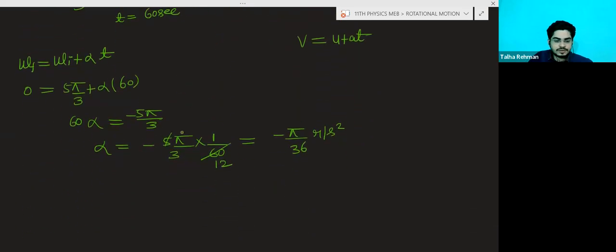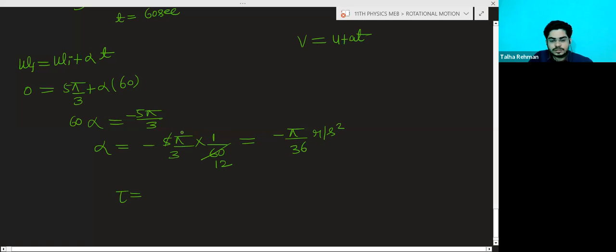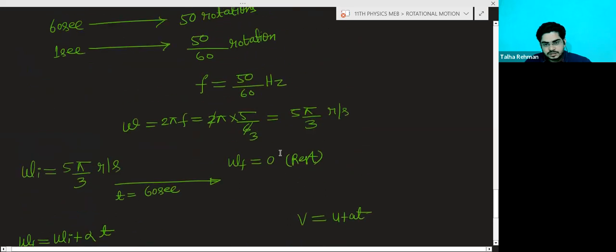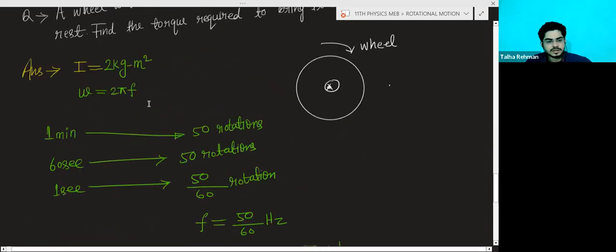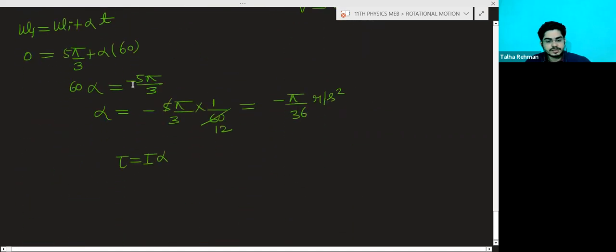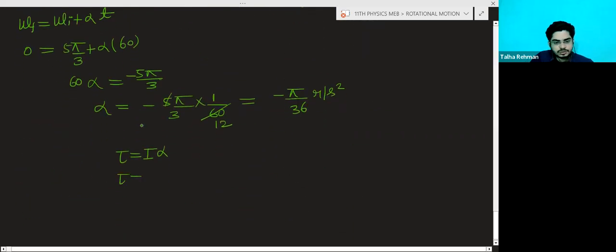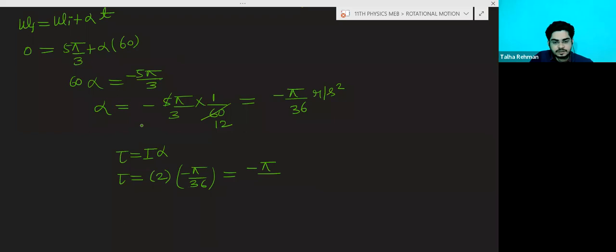Torque, the net torque on the body, is equal to moment of inertia multiplied by alpha. This wheel is rotating about this axis, and the moment of inertia about this axis is given. I think 2 is given. So you can write torque is equal to moment of inertia 2, alpha is equal to minus pi by 36, and it will become minus 5 divided by 80.